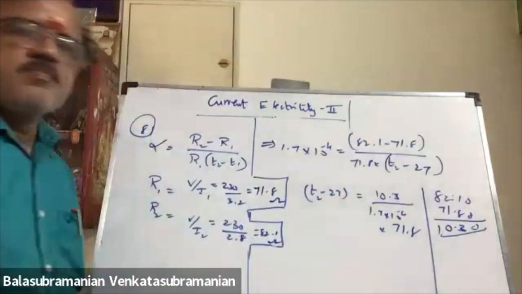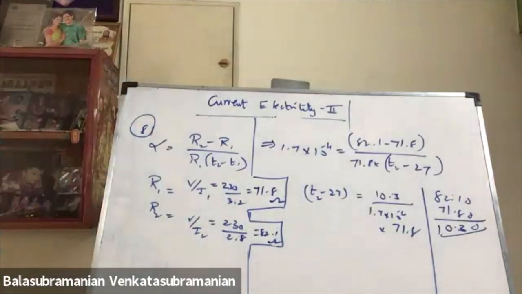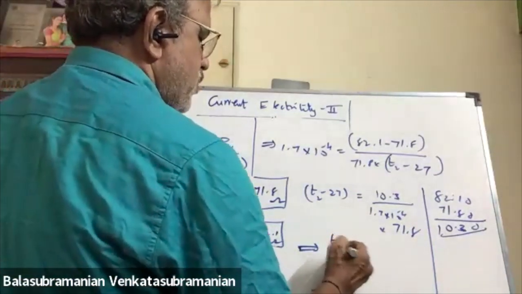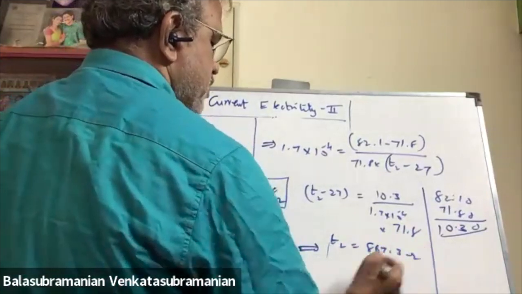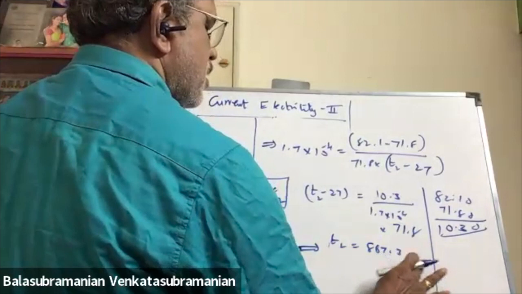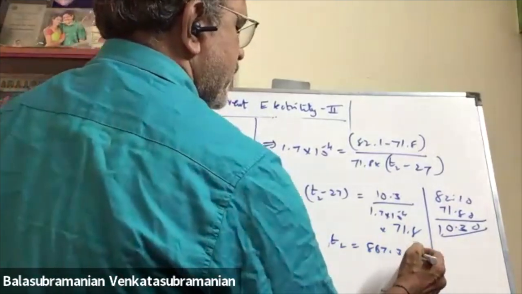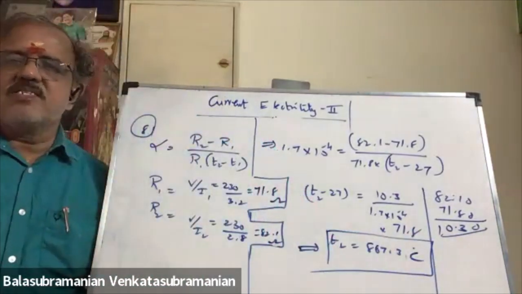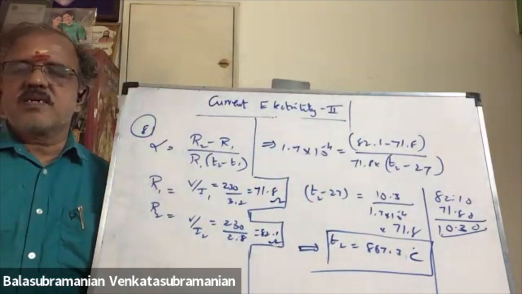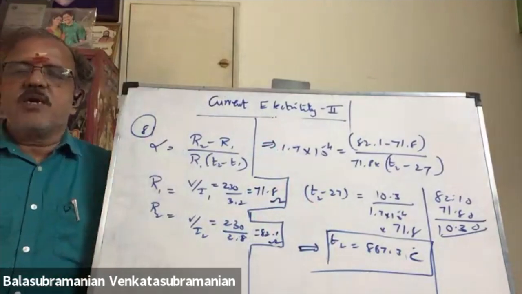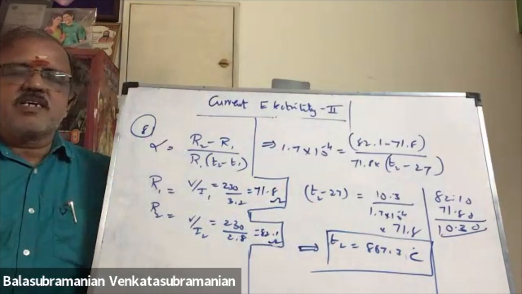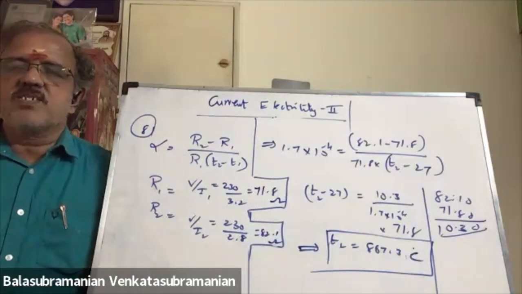No option, we have to do the simplification. After finishing the simplification, we got the answer 867.3 degrees Celsius. Temperature only is asked, so degree Celsius. Some calculations will be tougher, so keep the logarithm book always with you to do the calculation. Manual calculation is okay, but it will take a very long time. With logarithm you can finish in 2 minutes.